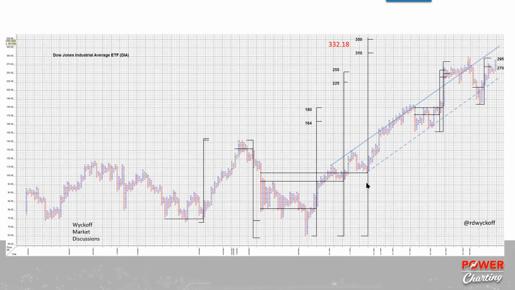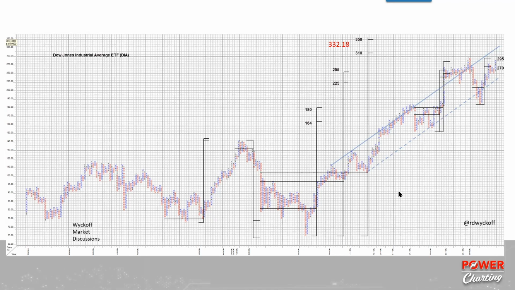The third count, which is the mega count, arguably the biggest count we could take, goes up to a count of 310 to 350 with a current high of 332.18. And this is a mega count, and we have fulfilled it, and we are in the middle of this target range.